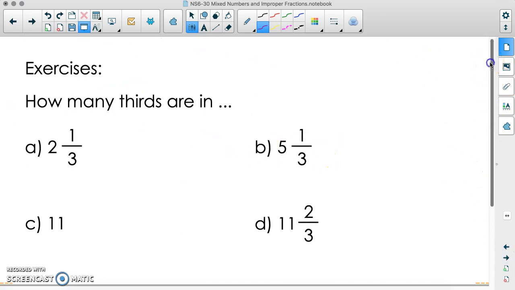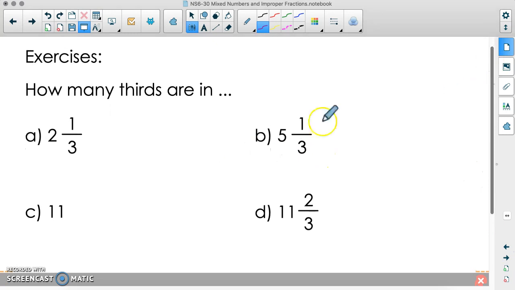But now if I turn these into mixed numbers, now what do I do? Well, same thing that we were doing before. You're going to take your denominator, you're going to times it by your whole number, and then you're going to add the extra piece. So if I have 2 times 3, that's 6, plus 1, there's going to be 7 thirds. Continue on with B, C, and D. Then resume your screencast.